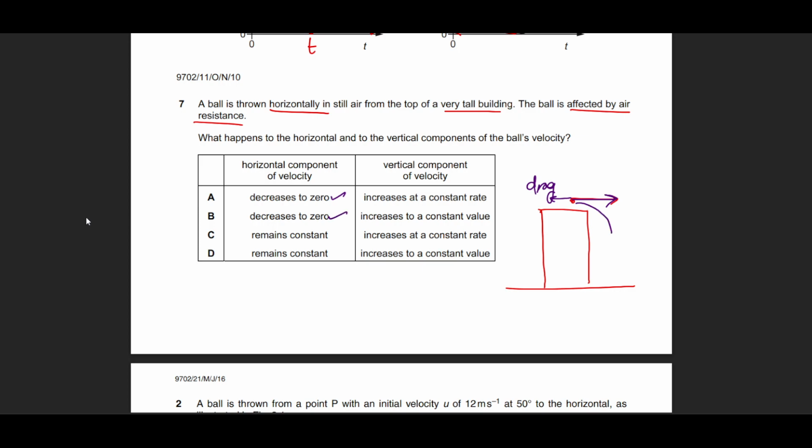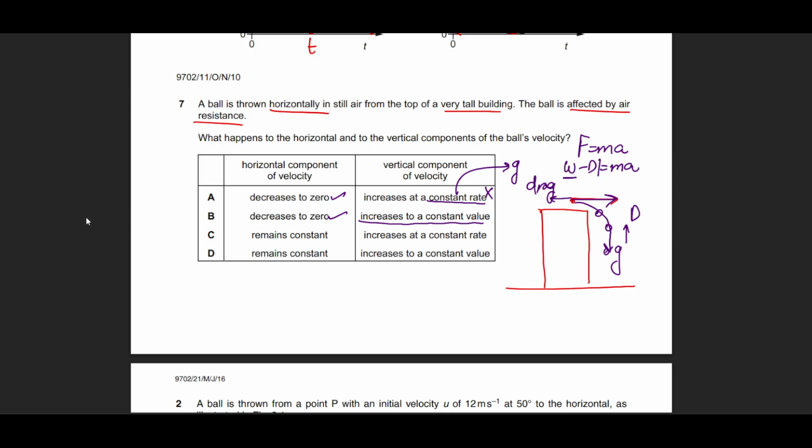And the downwards component, while it is moving down, is being pulled by gravity, but it is going to be experiencing a drag force. So the value of the vertical component will increase because the ball has started to fall down, but it will take a constant value, right? So it increases to a constant value, not increases at a constant rate. This is wrong. This would mean that the value of acceleration is not changing. Whereas we know that if we apply Newton's second law, F equals ma, F opens up as weight minus drag equals ma.